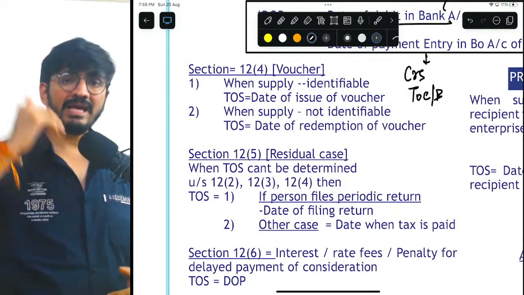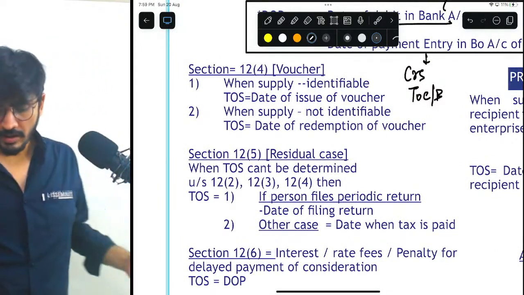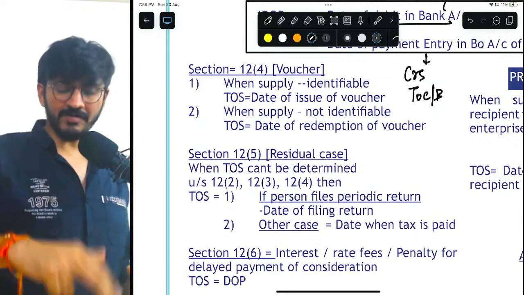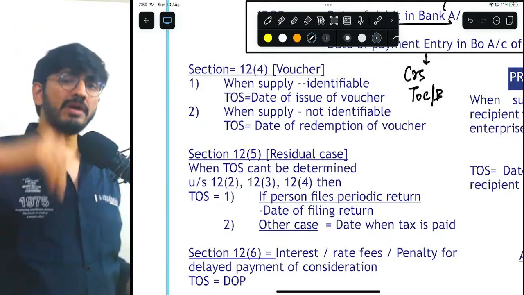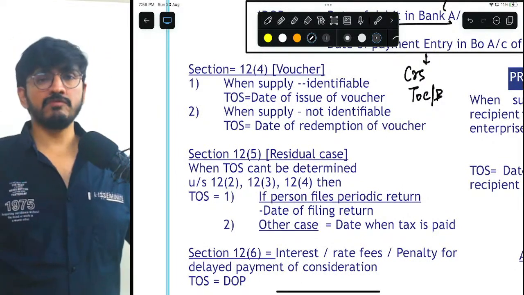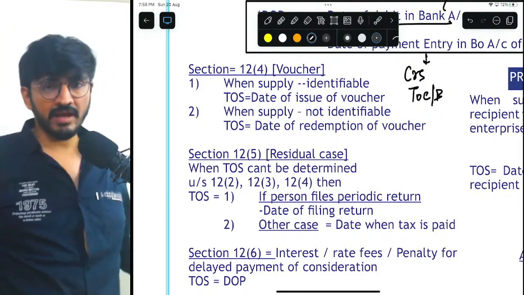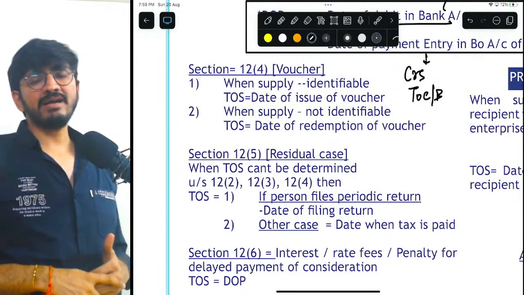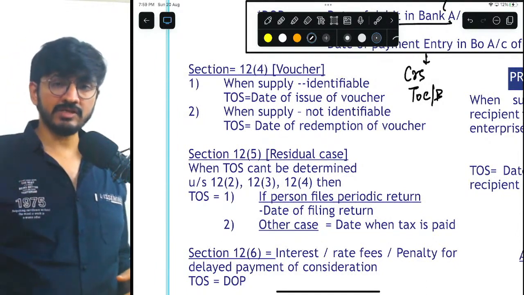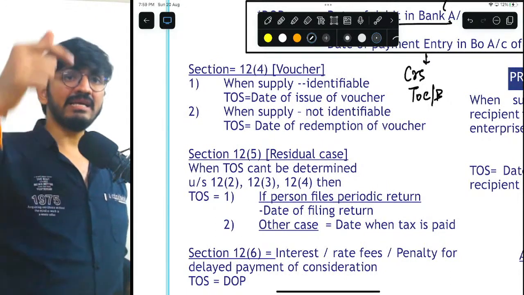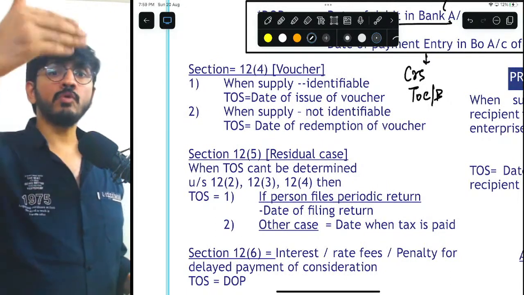Next is 12 subsection 4, voucher. In this case, when the supply is identifiable, the time of supply will be date of issue of voucher. And in case where the supply is not identifiable, the time of supply is date of redemption. Why? Because you will create a time of supply in this case only when there is clarity as to what is going to be supplied.